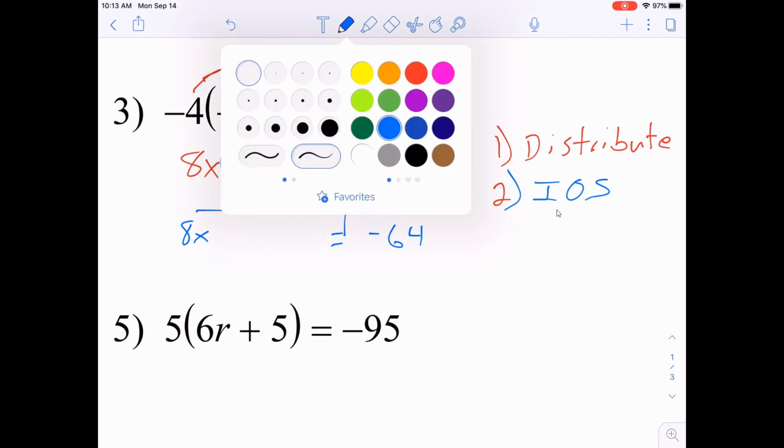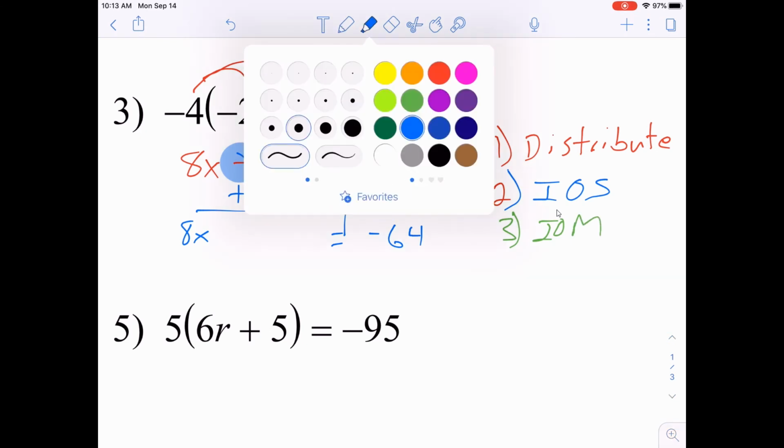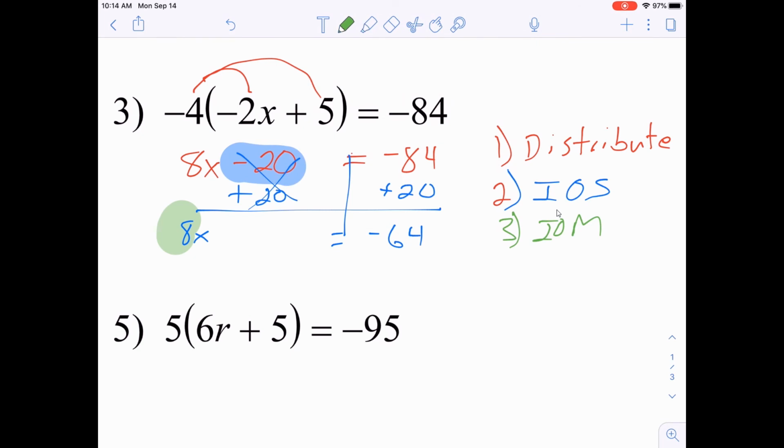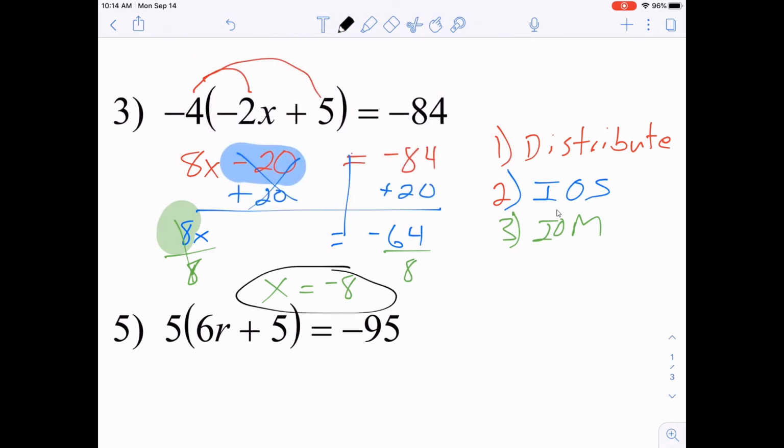My third and final step is to do the inverse of multiplication, and we're trying to get rid of the 8. So we're going to divide by 8 on both sides. So the 8's cancel, x drops down. It's equal to negative 64 divided by 8, which is negative 8. And so that would be my final answer. And then in your assignment, again, you'll put negative 8.